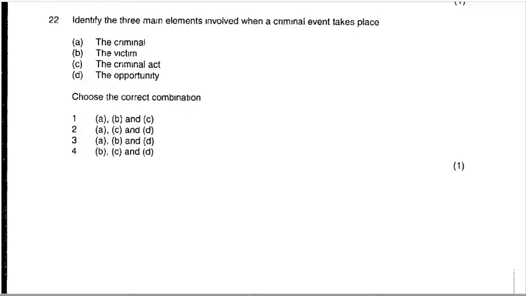Okay. 22. Identify the 3 main elements involved when a criminal event takes place. The answer is 1, which is A, B, and C. A, the criminal. B, the victim. C, the criminal act. The answer is 1, A, B, and C. Yes. This is found on page 3 of our study guide.